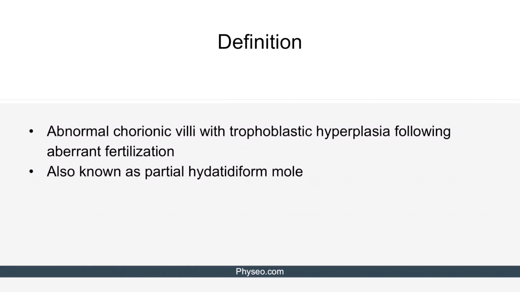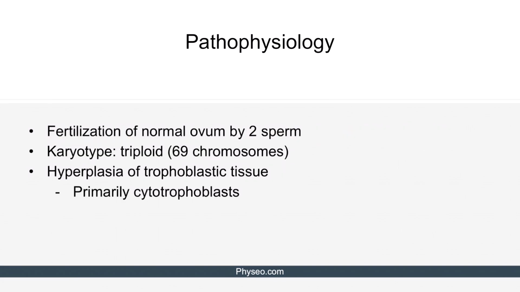A partial molar pregnancy is the result of aberrant fertilization leading to abnormal chorionic villi with trophoblastic hyperplasia. A partial molar pregnancy may also be referred to as a partial hydatidiform mole. In contrast to a complete molar pregnancy, a partial molar pregnancy is the result of fertilization of a normal ovum with maternal genetic material by 2 sperm. This results in a triploid karyotype with 69 chromosomes. This abnormal fertilization and karyotype leads to the hyperplasia of trophoblastic tissue, primarily hyperplasia of cytotrophoblasts.